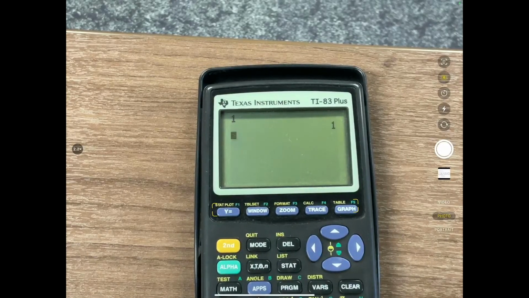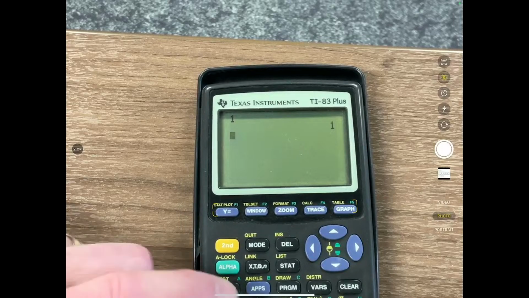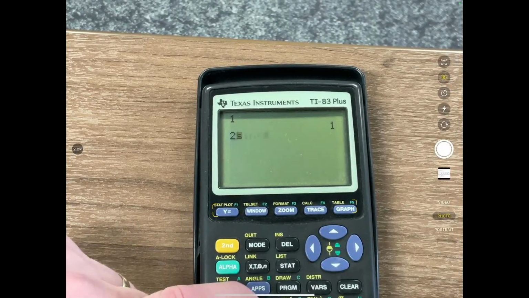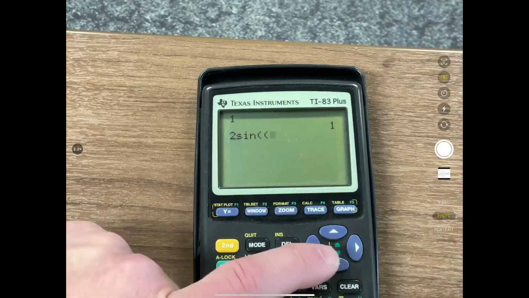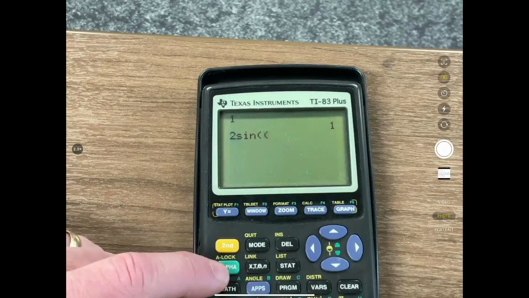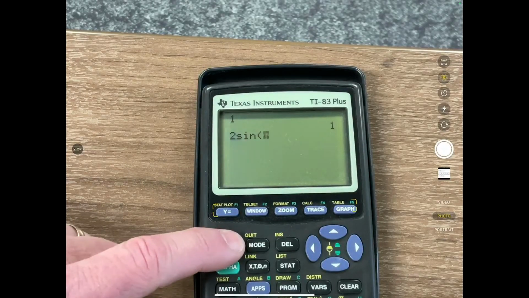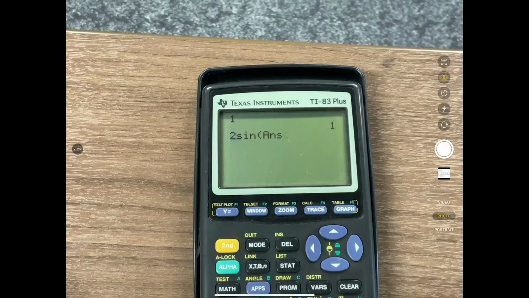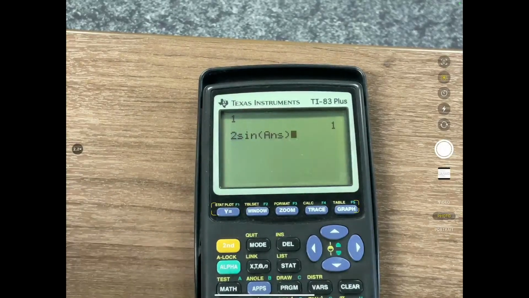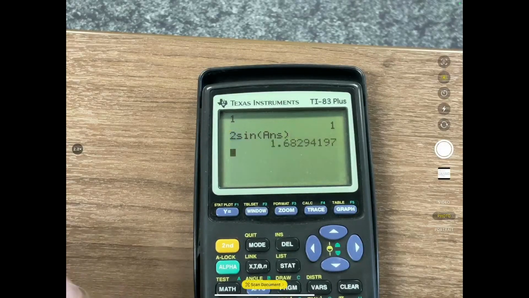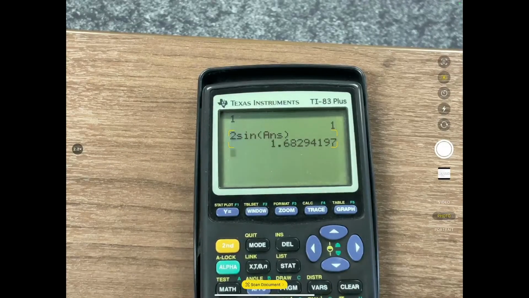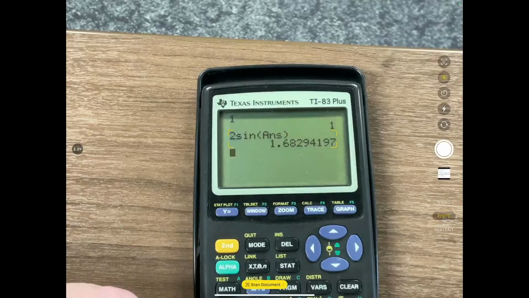That way the 1 is in the memory. Okay, now we're going to do 2 times the sine of the answer. Whoops, I have too many parentheses. So the answer is second and minus, at least on this calculator, but this is what it should look like. 2 times sine of the previous answer, and then you press enter, and you get this. Just pause for a minute. And then you just press enter again, and you can go to town.